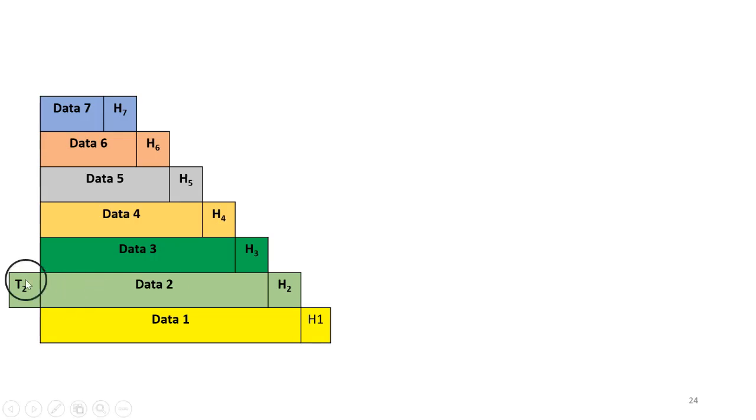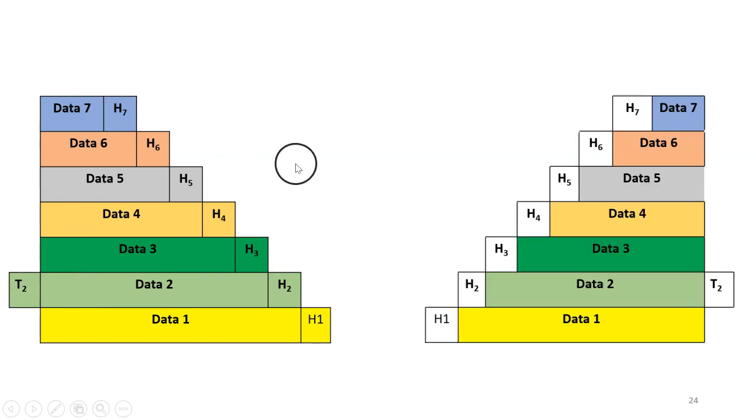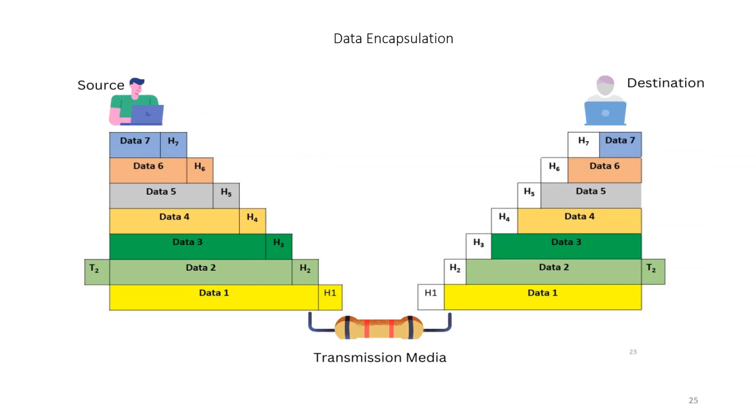Now let's see what is data encapsulation. Here you can see this is the sender side and this one is the receiver side. In this diagram you can see that the source, which is the sender, sends data to the destination, that is the receiver.